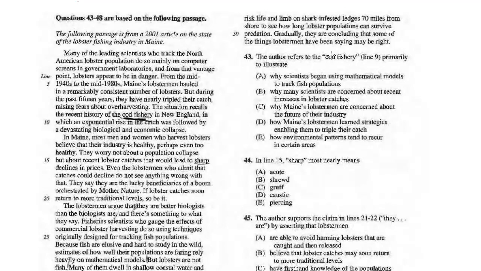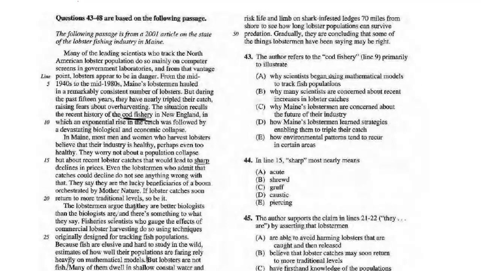So the question was asking, why did the author bring up the cod fishery? And it seems to me, just from my first reading, that they're talking about this general trend of overfishing leading to issues with the population of fish. And it seems that we are using this as a specific example. The situation recalls the recent history of the cod fishery. So using this as an example to illustrate some general trend, something like that. Let's go to the choices.